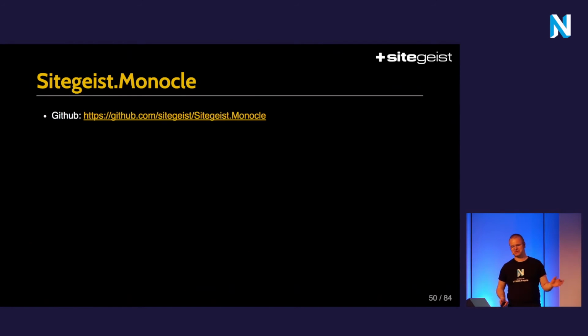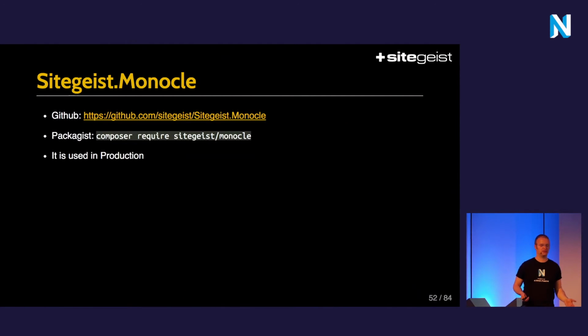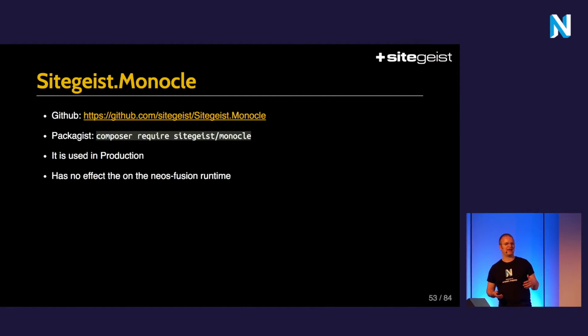Let me conclude. It's on GitHub and on packages. We use it in production every day in all our new projects. And to make it clear, it cannot break your front end. It is only active in the back end. All the tricks it does to render your stuff are only active inside the style guide. So the front end is not affected by that.